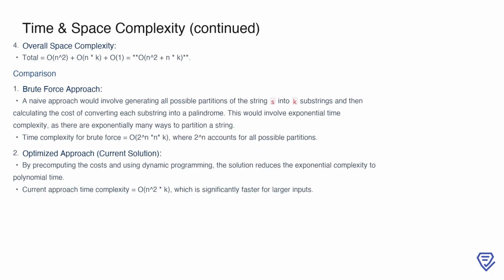Comparing this to a brute force approach highlights the efficiency of our method. A naive solution would involve generating all possible partitions of the string s into k substrings and calculating the cost of converting each substring into a palindrome. Such an approach would require exponential time due to the combinatorial number of partitions, leading to a time complexity of O(2^n * k). In contrast, our optimized solution reduces the exponential time complexity to polynomial time, specifically O(n squared * k). This significant improvement makes the current solution much faster and more scalable for larger inputs.